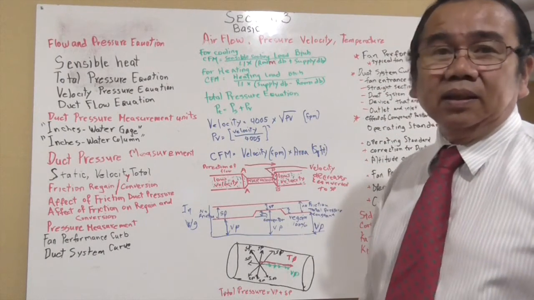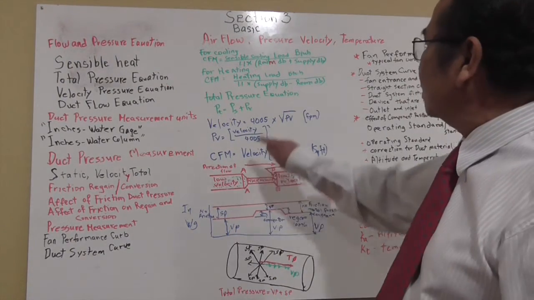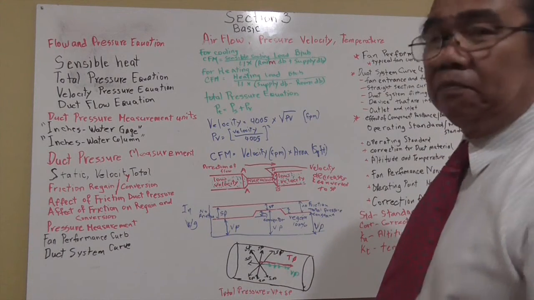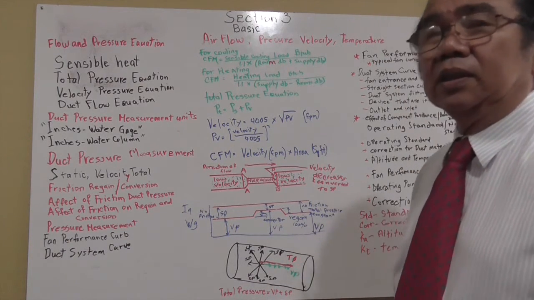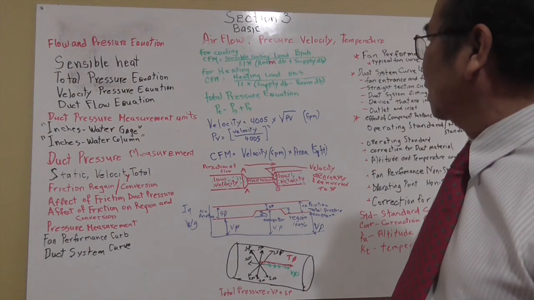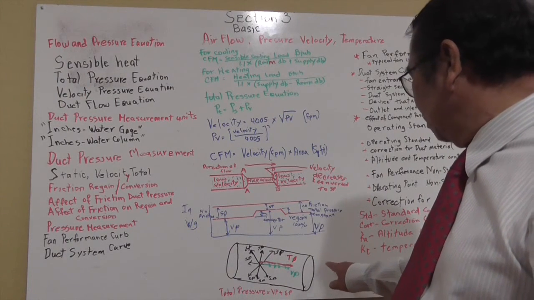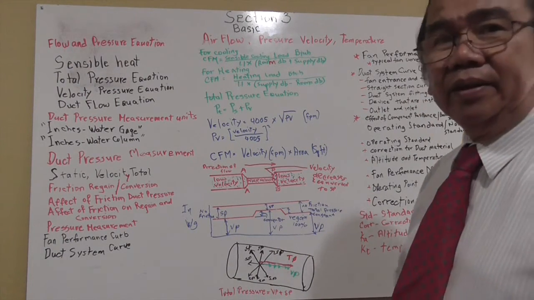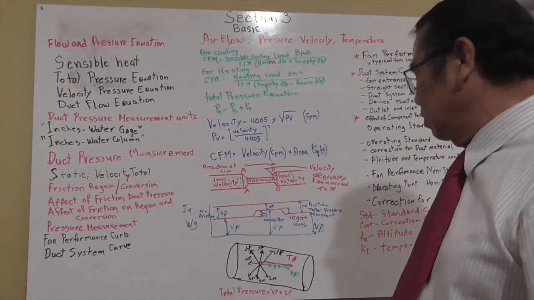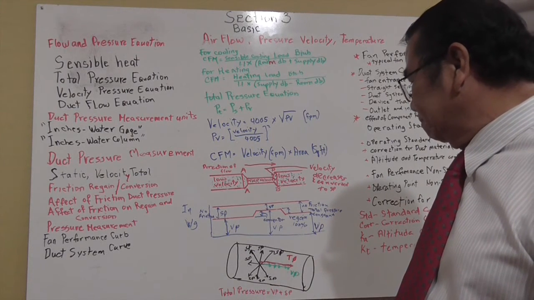And then on the duct, we're going to talk about the total pressure equation. The total pressure equation is PT equals PS plus PV, in which total pressure equals static pressure plus velocity pressure. To show how we derive this, I made a simple diagram of how the static pressure, velocity pressure, and total pressure relate inside the duct.